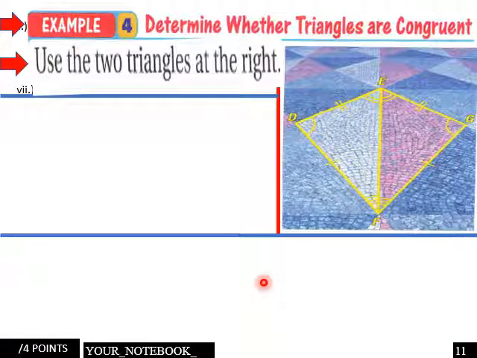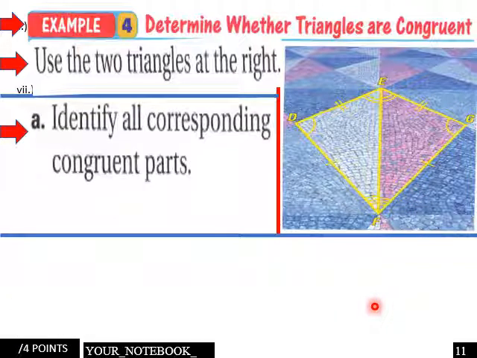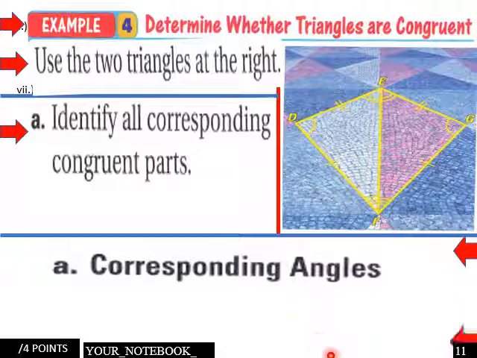Use the two triangles at the right. So we have triangle EDF and then EGF. Identify all corresponding congruent parts.